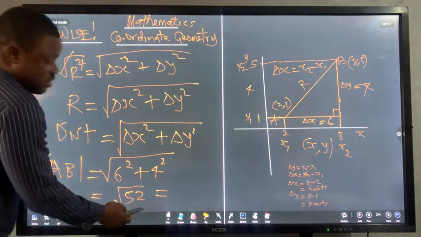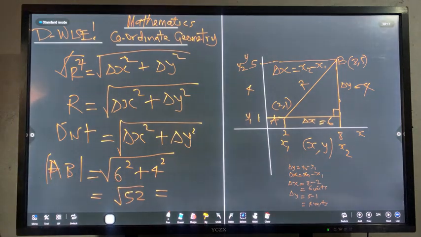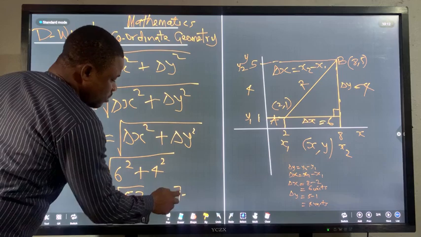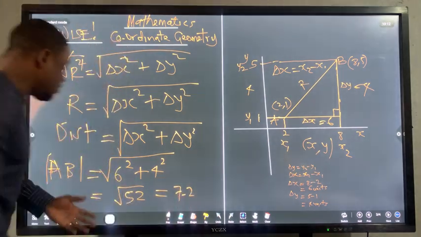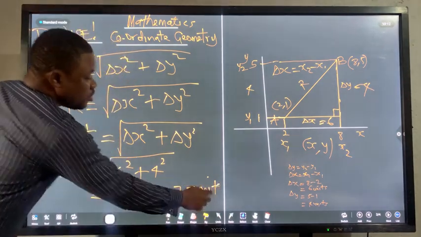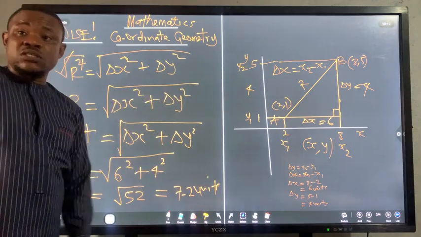I can use this as is, but usually you can find the square root. Square root of 52 is 7 point what? 7.2. Okay, so to one decimal place, right? 7.2 units. I get it. So it means that the length of that line AB is 7.2 units. Is that alright?